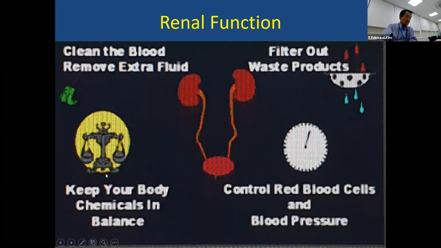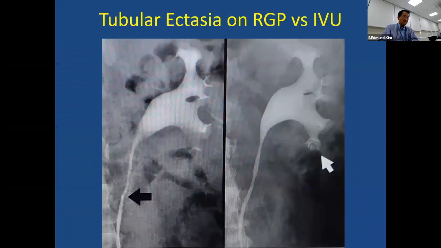And also many chemical compositions should be in balance. So the kidneys are trying to control that. So the kidneys are so important in maintaining our body function.